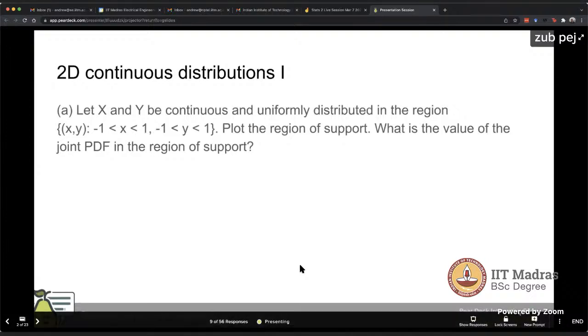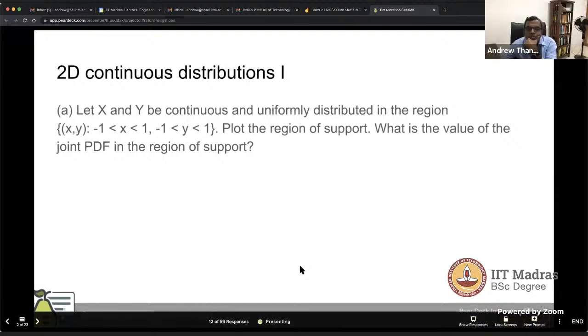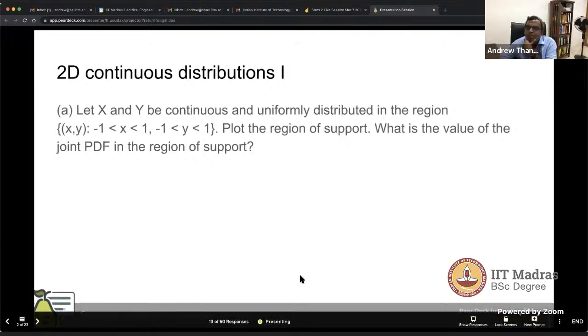Okay, people are slowly getting to the answer. I think this is a relatively easy question. So think about what's being asked here.